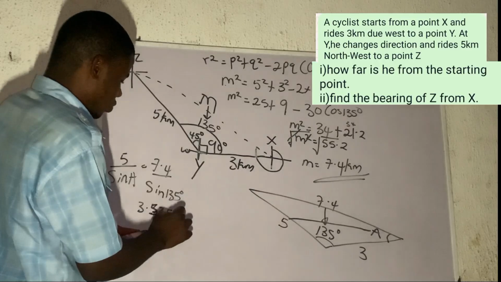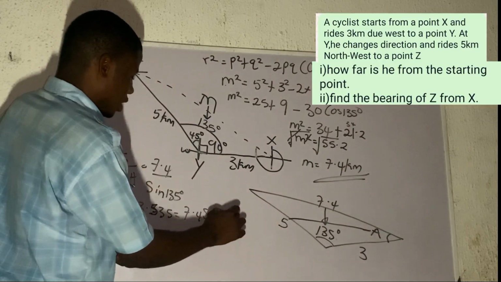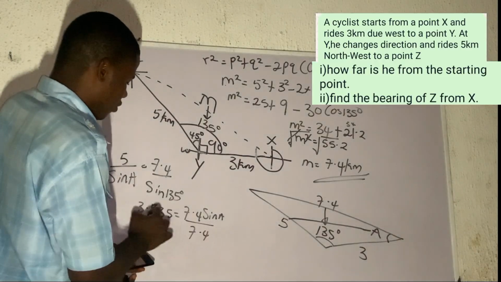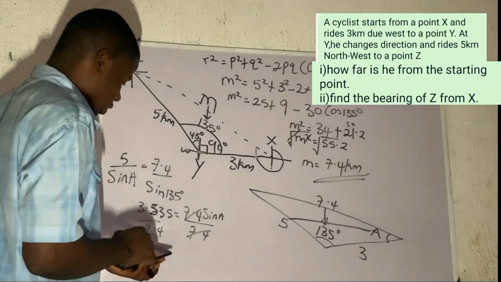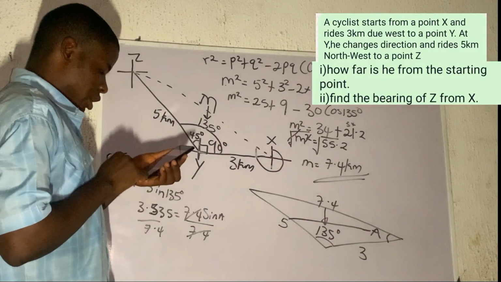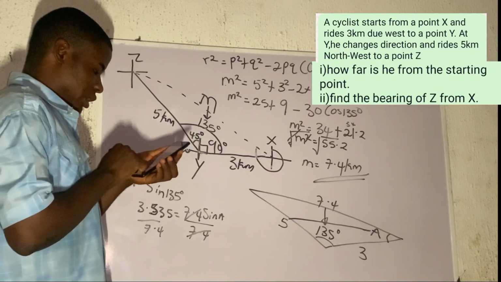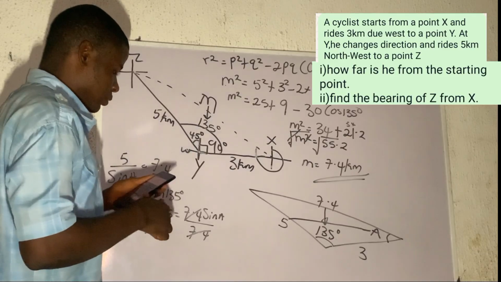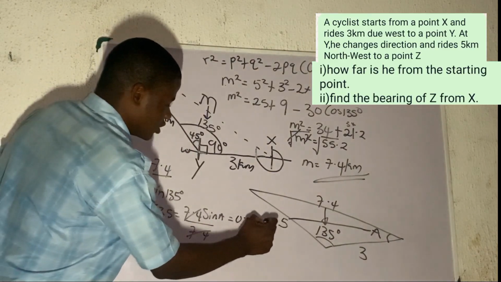So 3.535 equals 7.4 sine A. What will I do? I'll divide both sides by 7.4, so 7.4 over 7.4 cancels. I'm having 3.535 divided by 7.4. That is 0.477. I have that sine A equals 0.477, right?